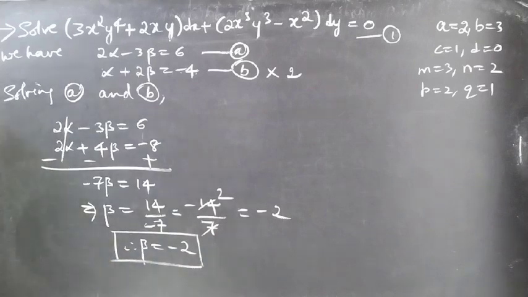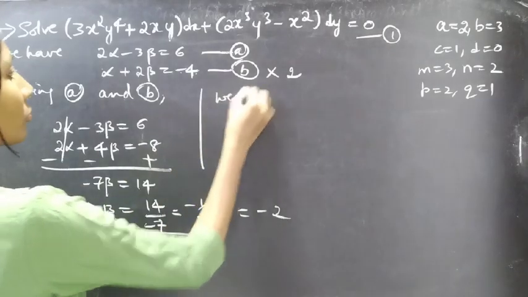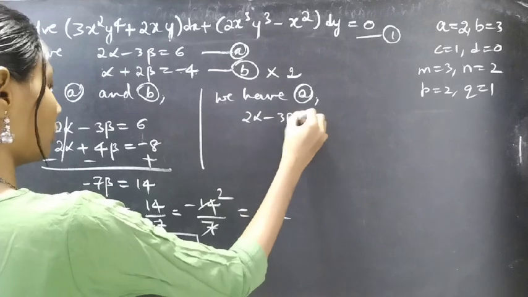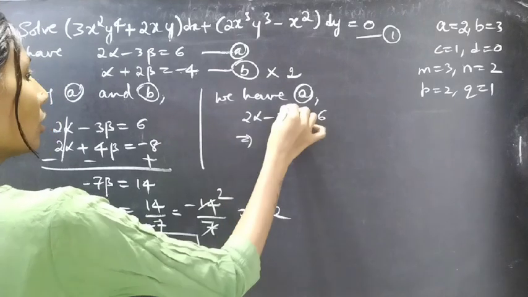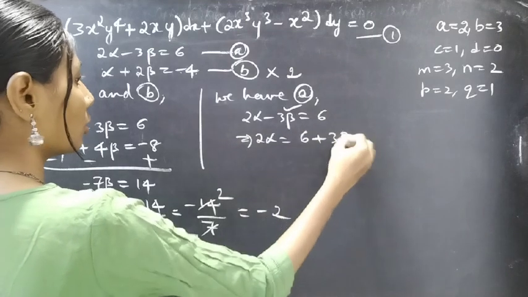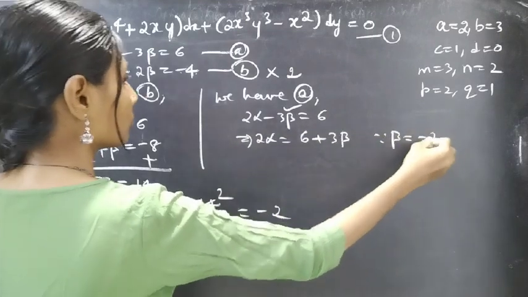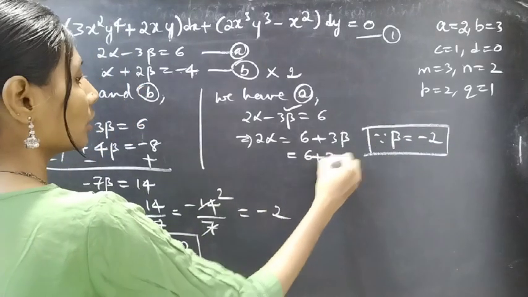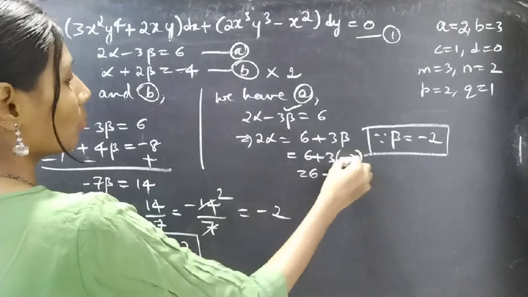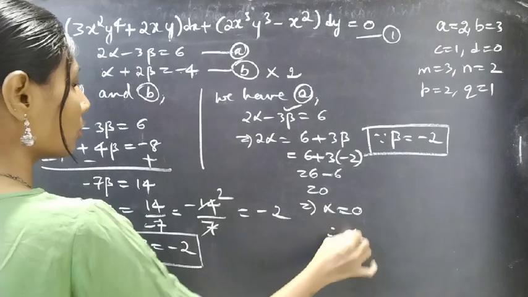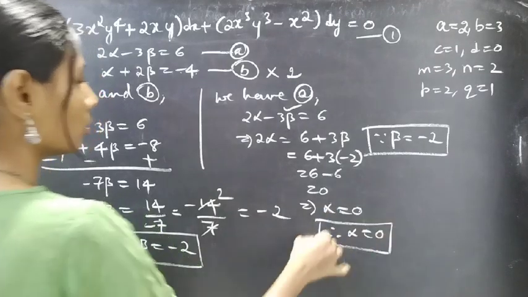Right? Fine. Now let's put this β value in equation A. We have equation A, 2α minus 3β equal to 6. Let's take this minus 3β to RHS, then you'll get 2α equal to 6 plus 3β. Now substitute the value of β. Since β equal to minus 2, you'll get 6 plus 3 into minus 2, which gives us 6 minus 6, which is 0, right? From this you'll get α equal to 0. Therefore, α equal to 0.